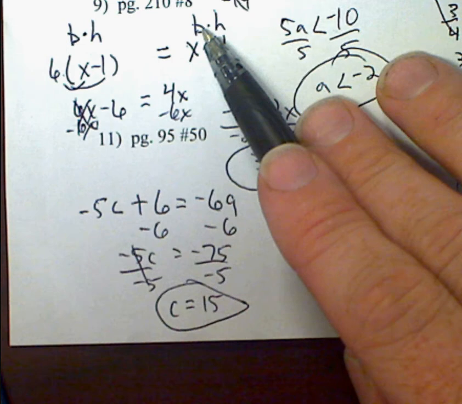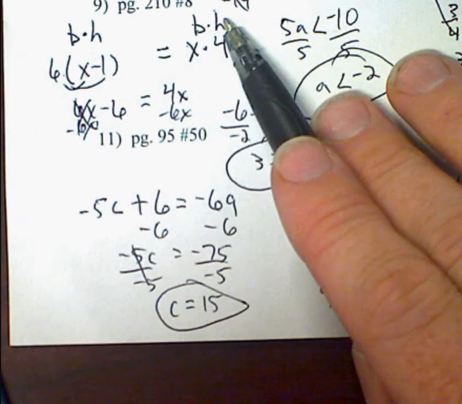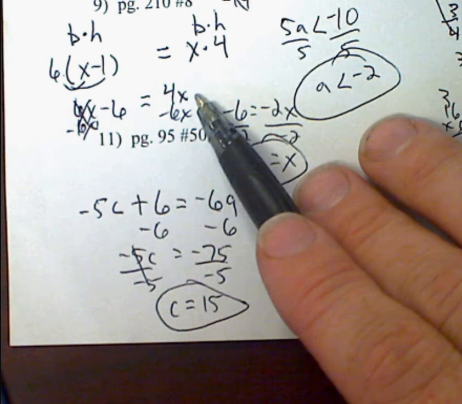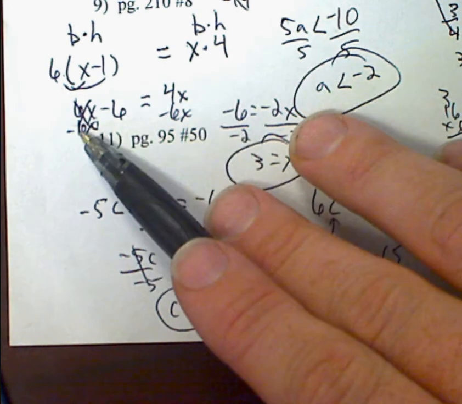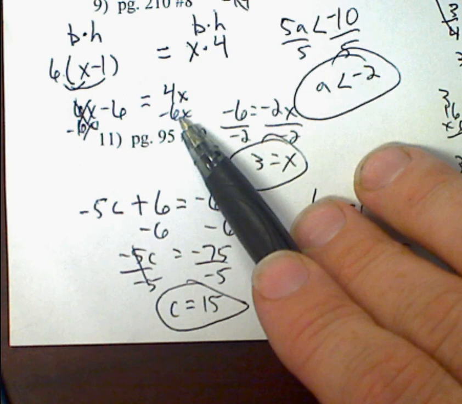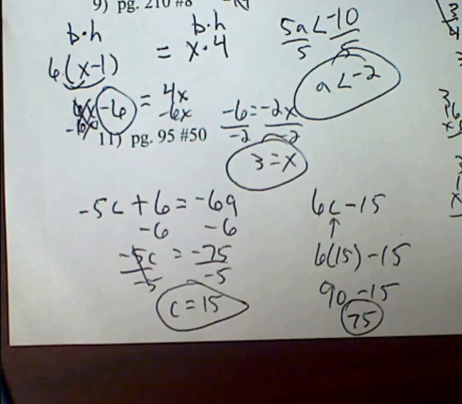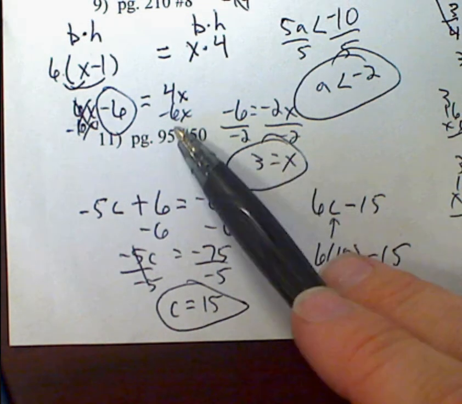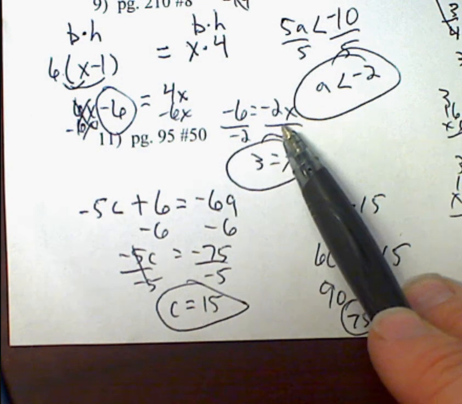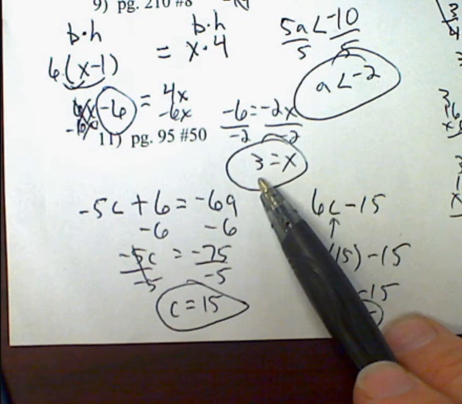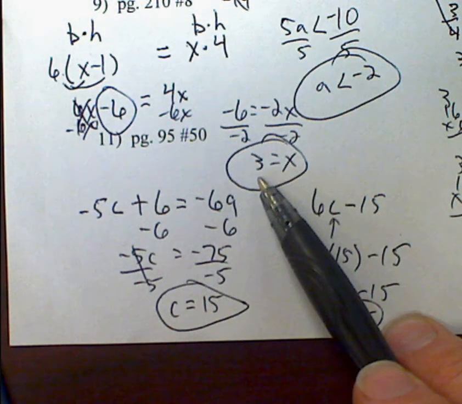Over here, my base was x. My height was 4. X times 4 is the same as 4x. I brought the 6x over to get my variables to the same side, as well as to leave my negative 6 by itself. So 4 minus 2x is negative 2x. Divide by negative 2. Two negatives make a positive. Positive 3 is my answer.